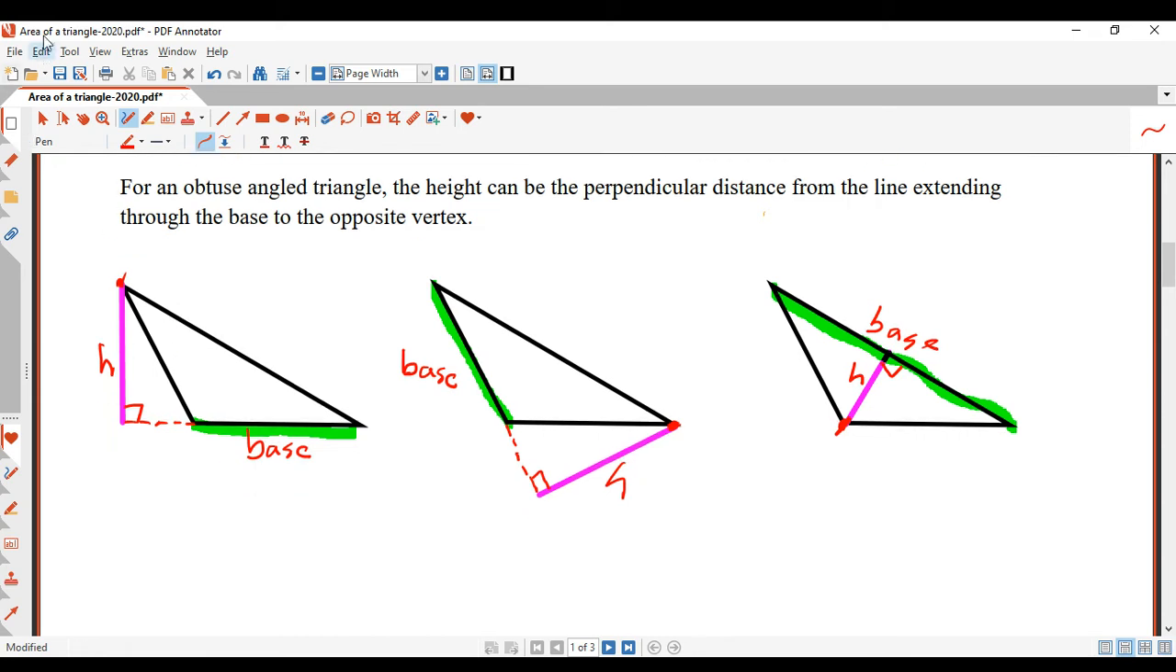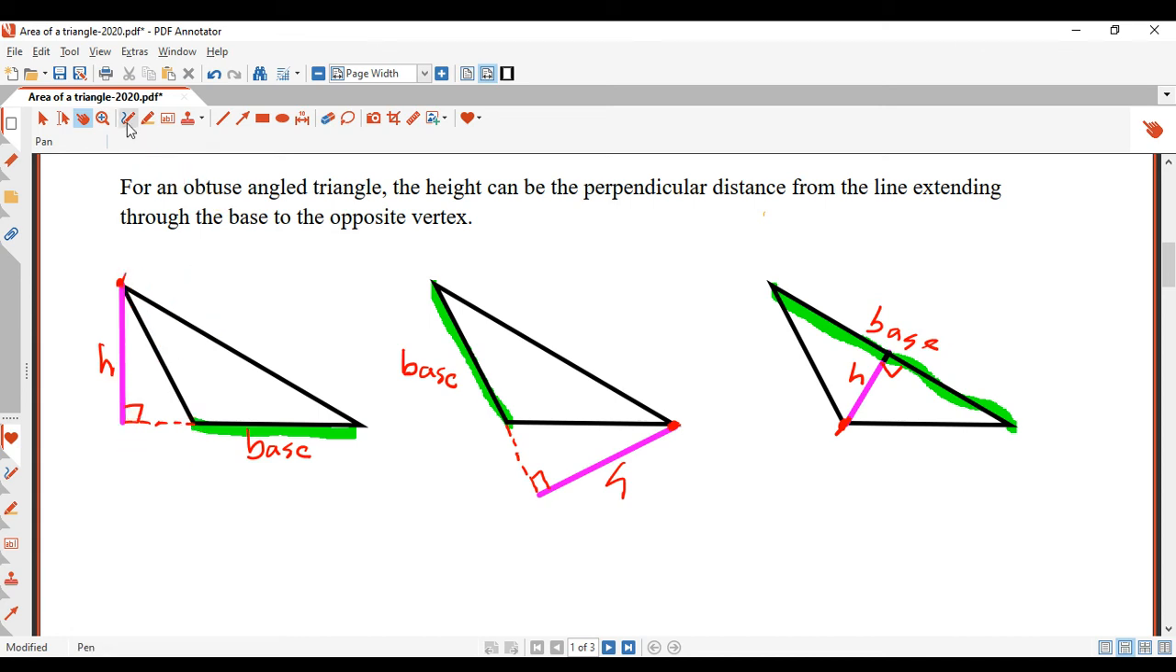Okay, so just for the last bit, for an obtuse angled triangle, the height can be the perpendicular distance, which is the 90-degree distance, from the line extending through the base to the opposite vertex. So the line which extends through the base, which is that dotted line, the perpendicular distance from that to the opposite vertex is the height.